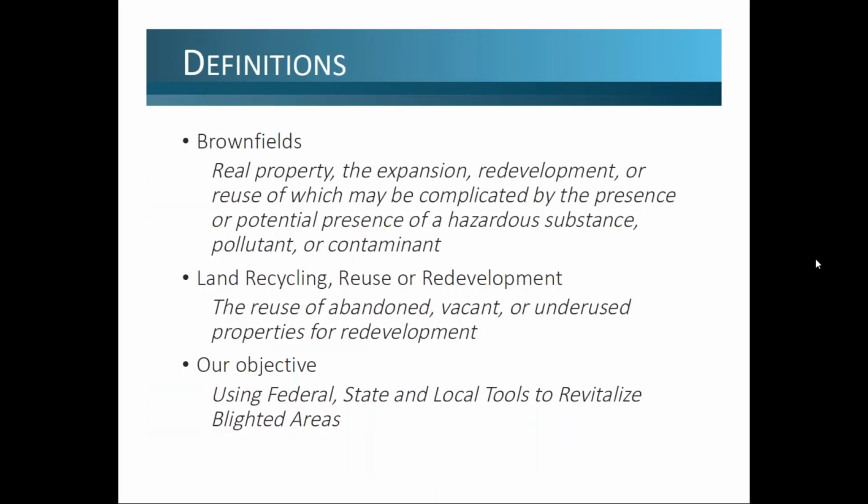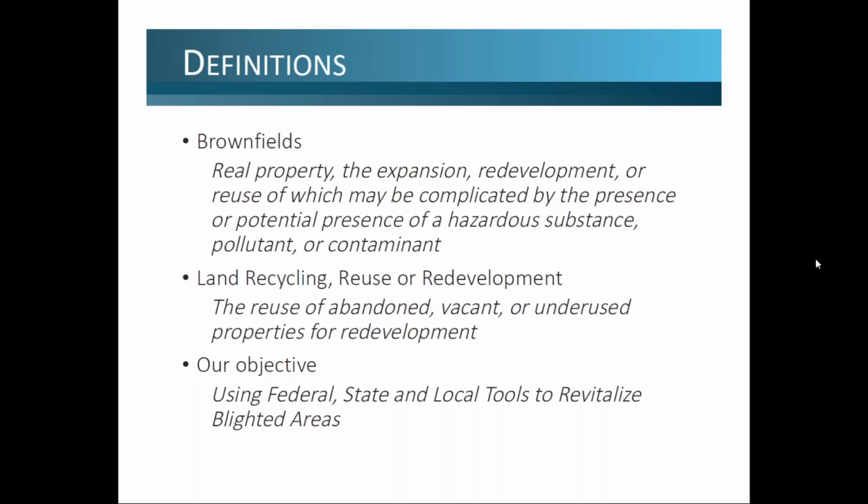So the legal definition of the EPA is real property. A brownfield is real property, the expansion, redevelopment, or reuse of which may be complicated by the presence or potential presence of a hazardous substance, pollutant, or contaminant. So the key word here is potential, and so practically any site that has a past use may have the presence of a hazardous substance, pollutant, or contaminant. So for all intents and purposes, many of these sites can be considered brownfields.